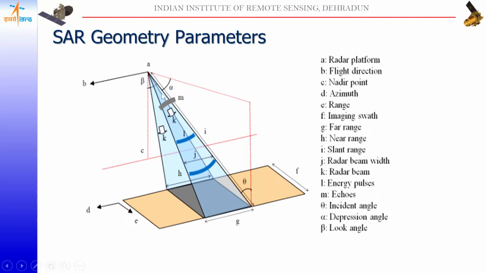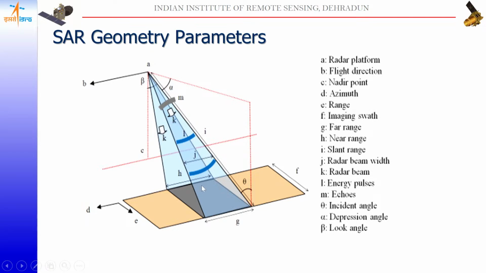And this I is called the slant range. Mostly in SAR, the processing is done in the slant range plane, not in the ground range plane. Initially everything will be on this plane, which is this I. This is called the slant range, and this plane is called the slant range plane. And J is the radar beam width. J is the full beam width.